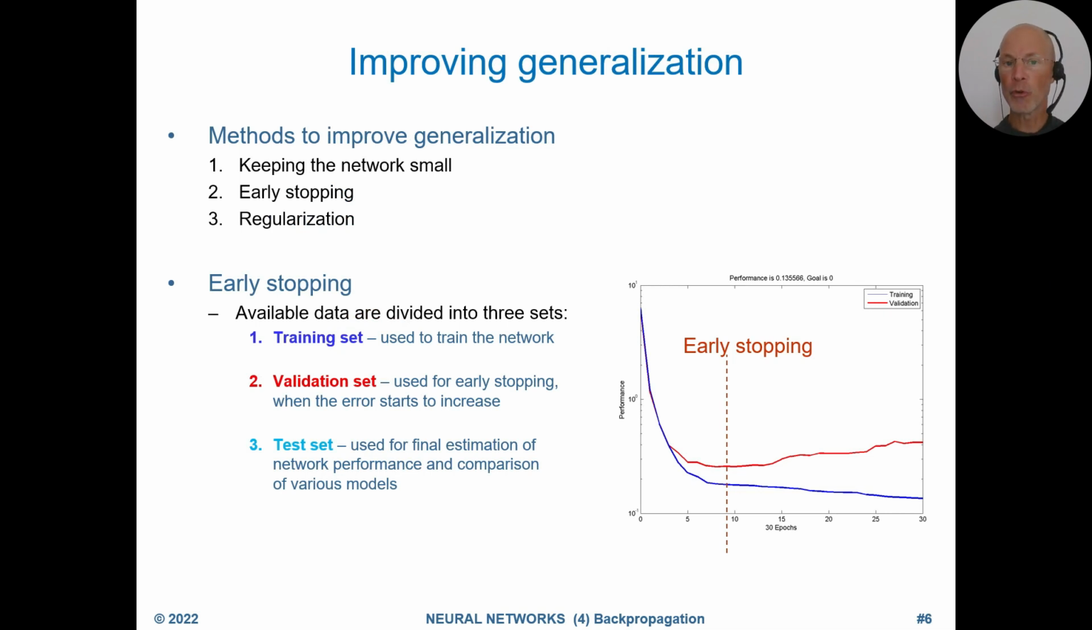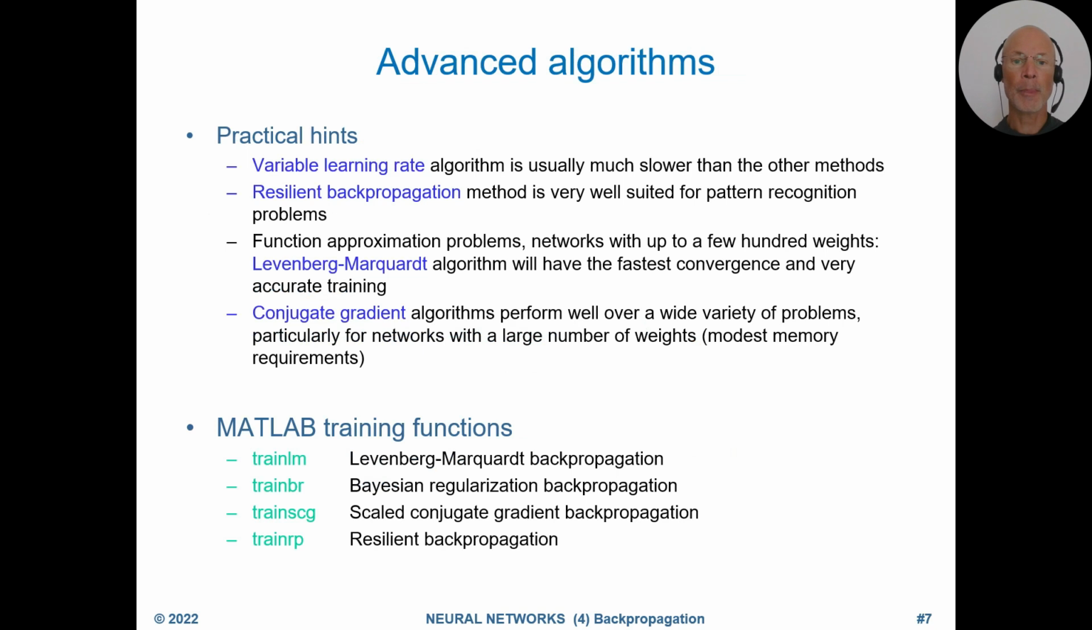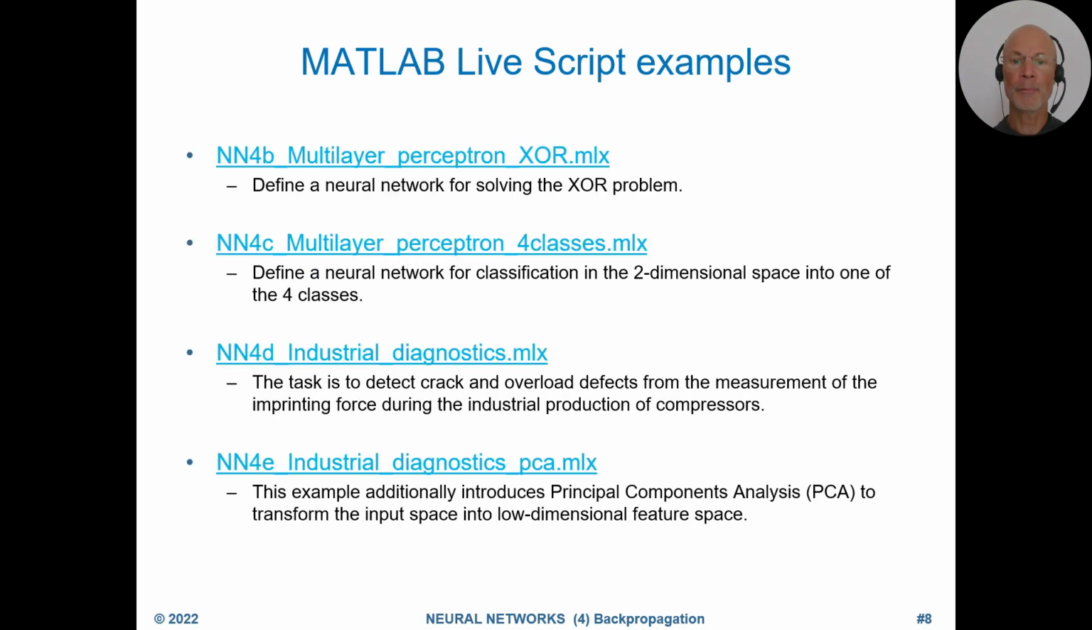There are some ways to improve generalization, such as keeping the network small, early stopping, and regularization. Early stopping, as shown below, is a typical example of training neural networks. So we divide the data into the training set, validation set, and test set in order to properly train the network. There are also some advanced algorithms, such as variable learning rate, resilient backpropagation, Levenberg-Marquardt, and conjugate gradients, and below you can see the MATLAB training functions for this type of algorithms.